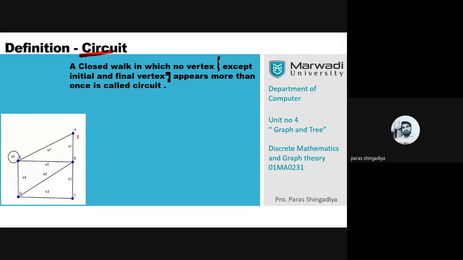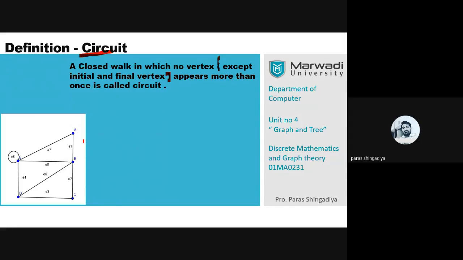And let us think about the same example, and now we'll create an example of a circuit. First you think about a closed walk in which starting and ending are the same. And after that, think that no vertex is repeated between starting and ending. That type of example is known as a circuit.